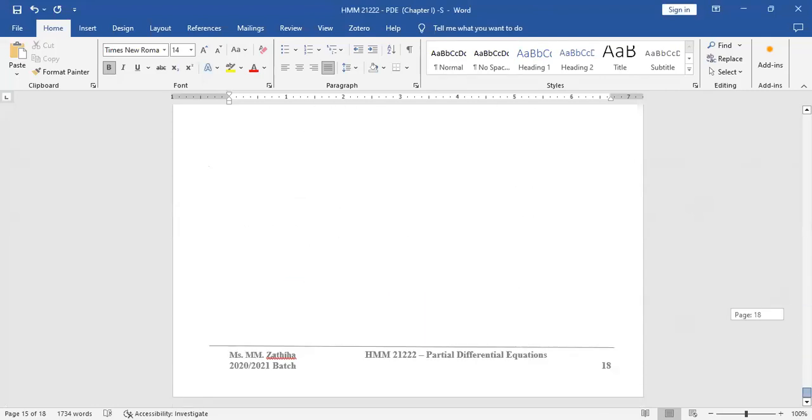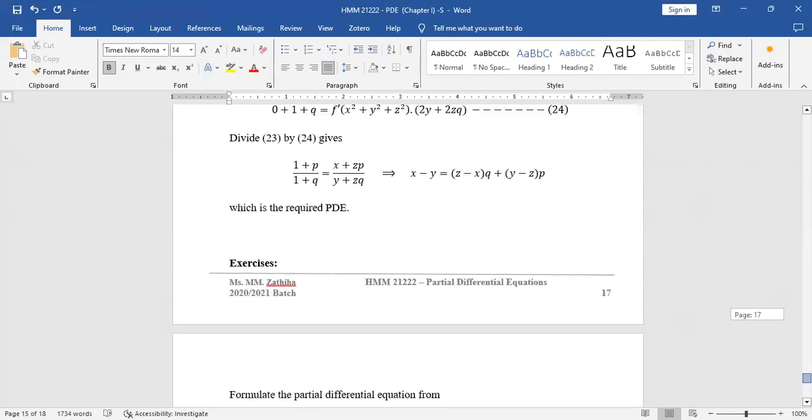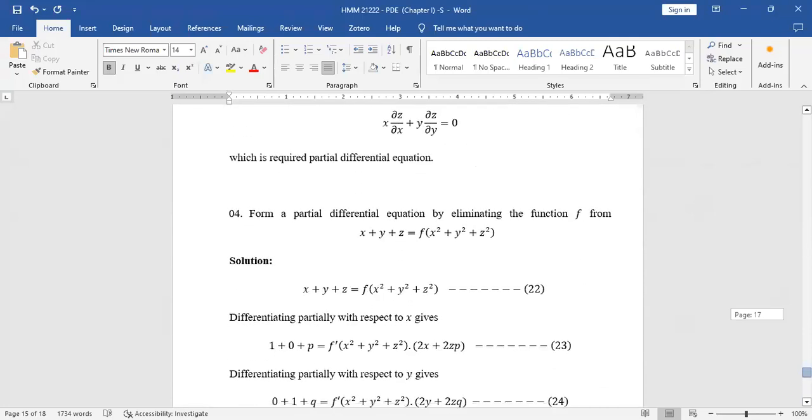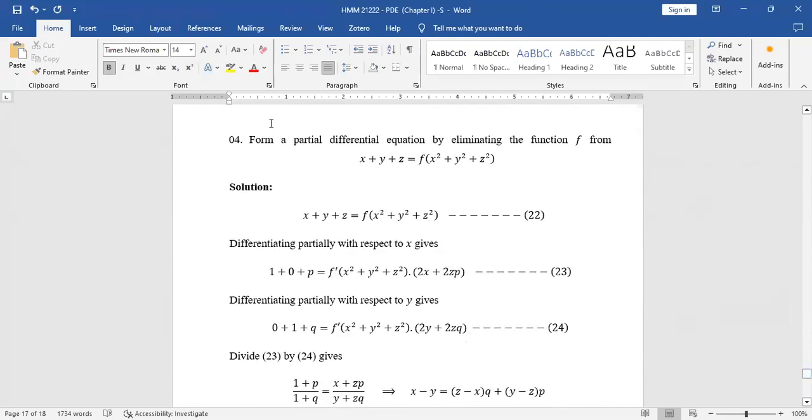So we are in the last question. Okay, I'll show you the question. Can you write this question? Form the partial differential equation by eliminating the function f from. Don't see the answers, you try yourself.